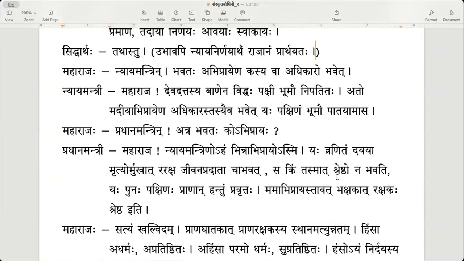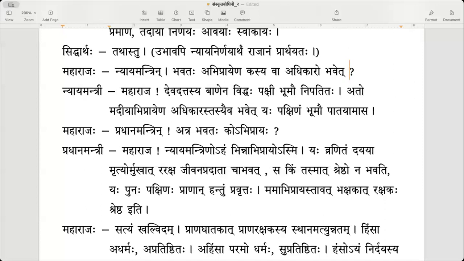Bhagini, Nyayamantrin, law minister, bhavataha abhiprayena kasya adhikaro bhavet. In your opinion, who has the ownership, who has the authority? Nyayamantri vadati. Maharaja, devadattasya banena viddaha pakshi bhumau nipatitaha. Ataha madiya abhiprayena adhikarastasya eva bhavet yaha pakshinam bhumau patayamasa.